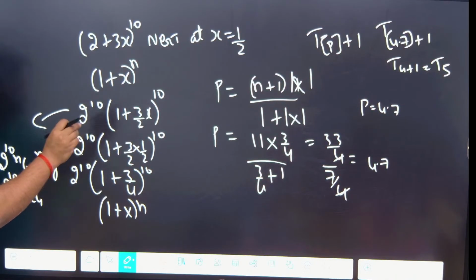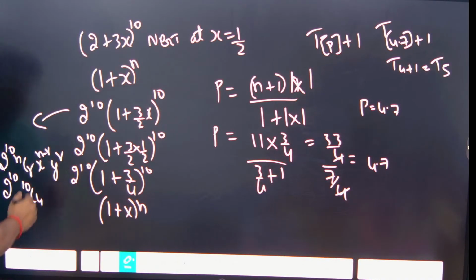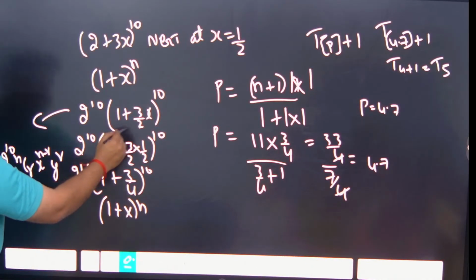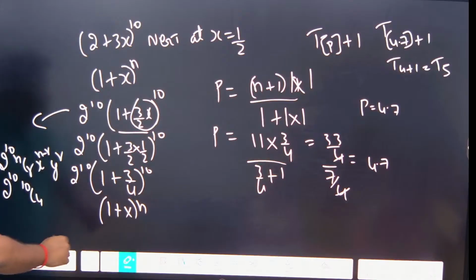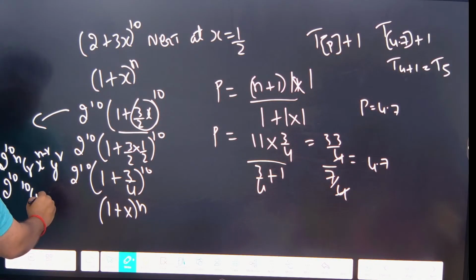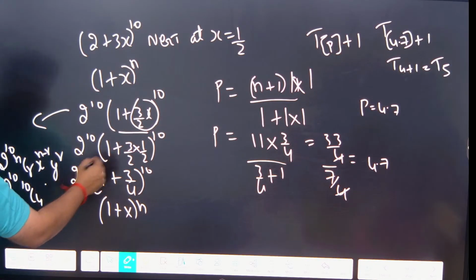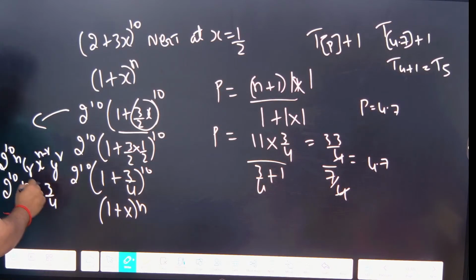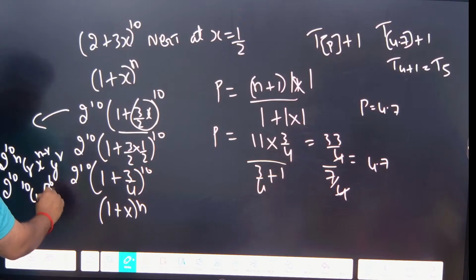r is 4, so 10C4. What is x here? This entire thing is x, na? 3 by 4 into n minus r, where n minus r is 10 minus 4, which is 6. What is the value of y here? x itself is y. Correct na?